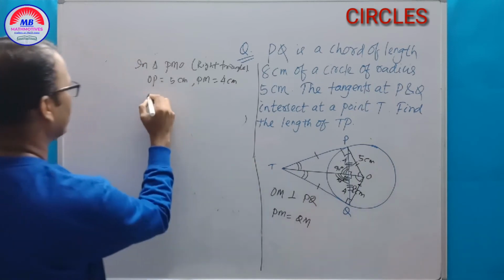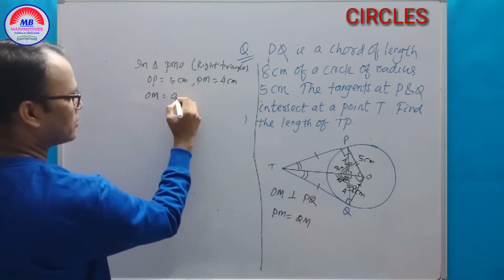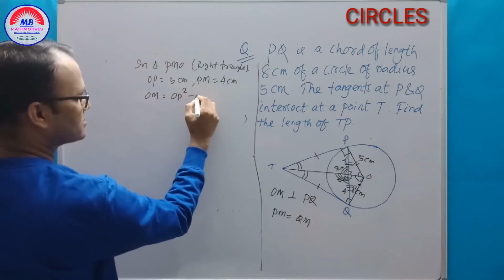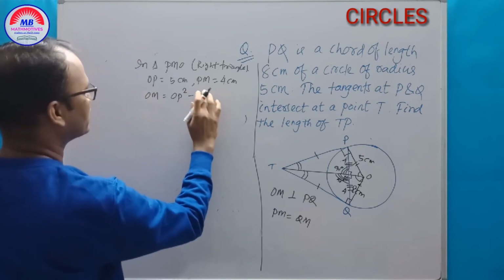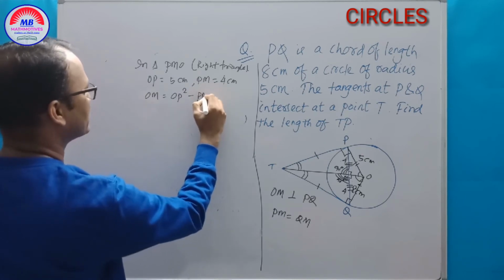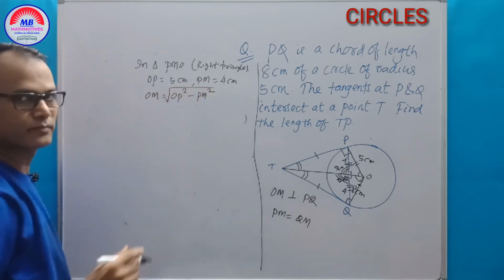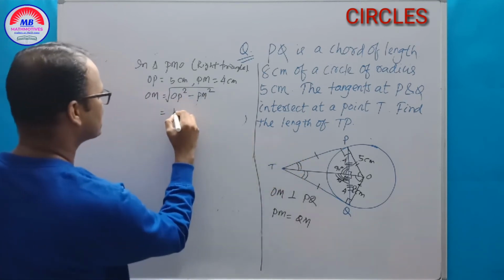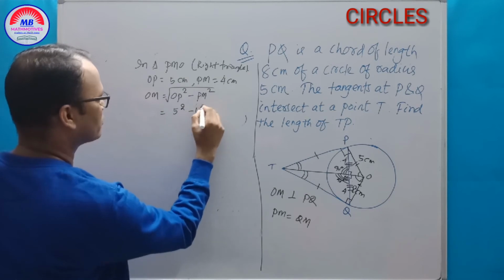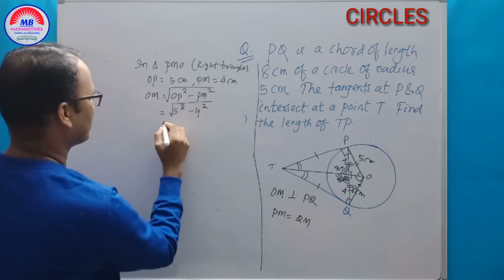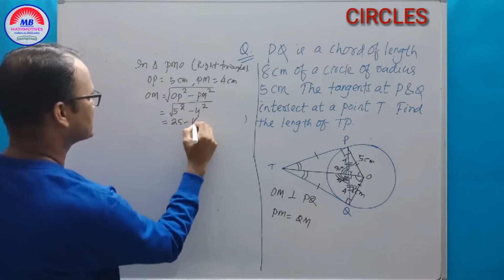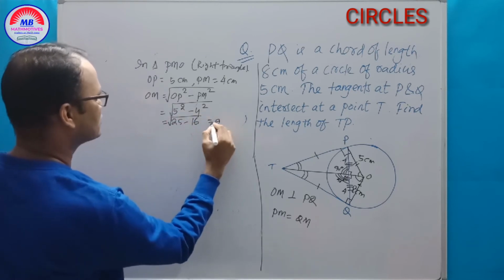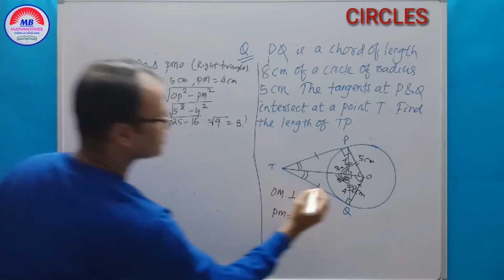So we have to find OM, which is equal to the square root of OP square minus PM square. Use the Pythagoras theorem here. OP 5 square minus 4 square, 25 minus 16, 9, square root equal to 3. So this part is 3.